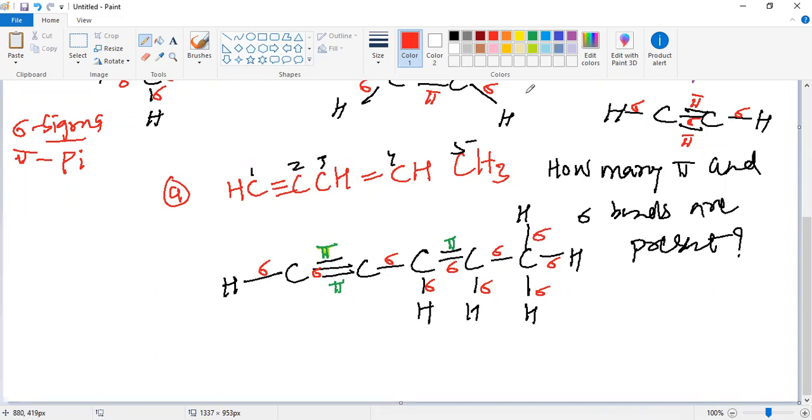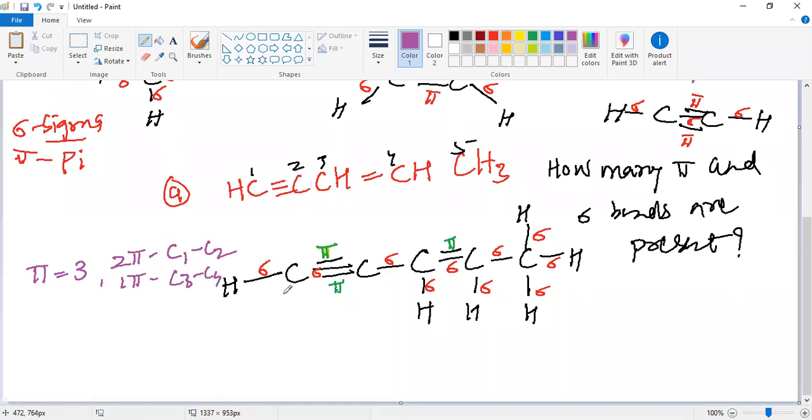So we can even bifurcate and understand it some other way. First of all, how many pi bonds? You can see that here we have 3 pi bonds. How do we have 3 pi bonds? If we give the numbers, then 2 pi bonds are present between C1 and C2, and 1 pi is present between C3 and C4. So this is how you can understand.